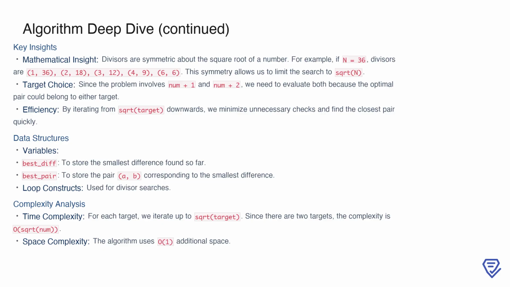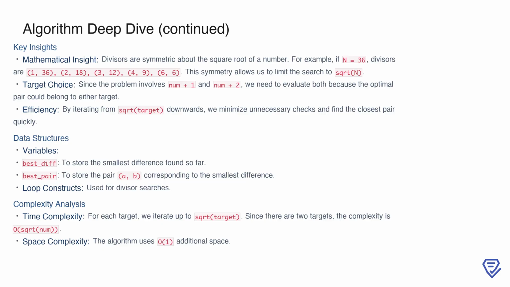Second, because we are considering number plus 1 and number plus 2, we need to evaluate both targets since the optimal pair could belong to either one. Efficiency is further enhanced by iterating downward from the square root, minimizing redundant checks. We use two key variables, best_diff to track the smallest difference encountered, and best_pair to store the corresponding divisor pair. The time complexity of this approach is sqrt number, as we only iterate up to the square root for each of the two targets.